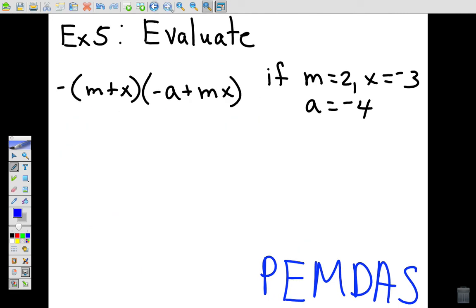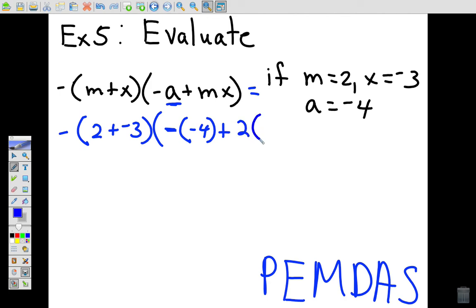One more. Let's just get you started on it. I want you to finish it out before you look at the answer on it. All right, take the opposite of, let's see, m is 2, x is a negative 3. Parentheses, take the opposite of a. Take the opposite of what a is. And a is a negative 4. And I put it inside parentheses. Plus whatever m is times x. And then my parentheses. So my parentheses here are shown right here.